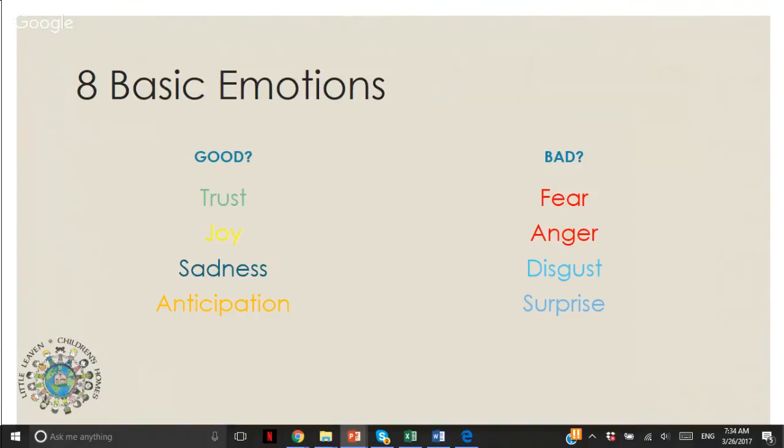So let's move on to the bad ones that we put on the right. Fear. If you're not afraid of anything, then you'll be willing to do things that are dangerous to you. So having a certain amount of fear is good. There's fear. The fear of God is the beginning of wisdom, is an old saying that was said a long time ago.